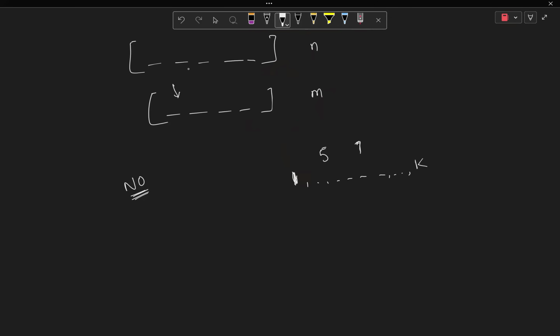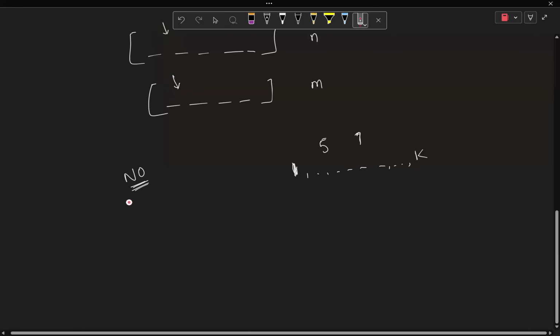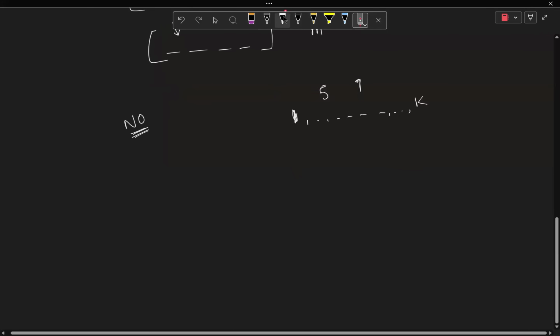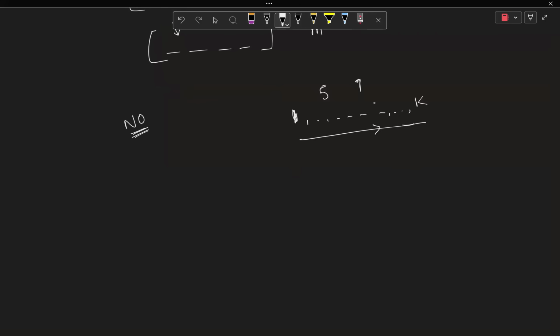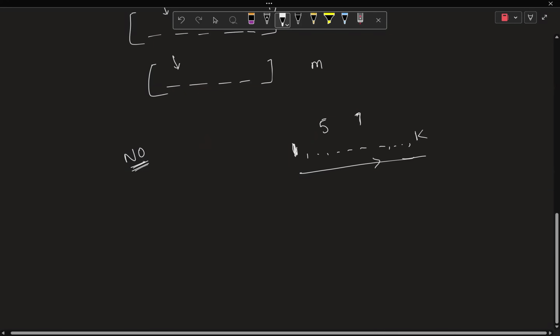And if some element is coming up in both of these arrays, in that case, I will have a choice whether to pick up from this or this. Right. So one thing which I can definitely do is iterate from 1 to k and check if there is any element which is missing. In case I find any element which is missing in both of these arrays, then I will simply print no as the answer. Right.